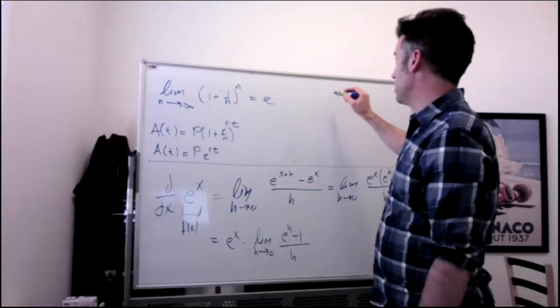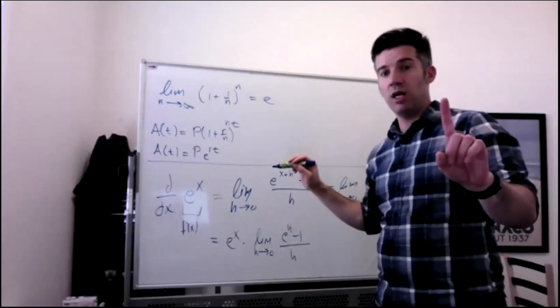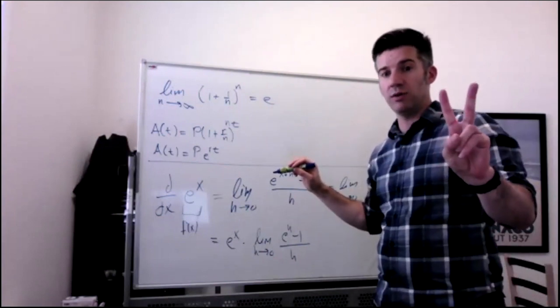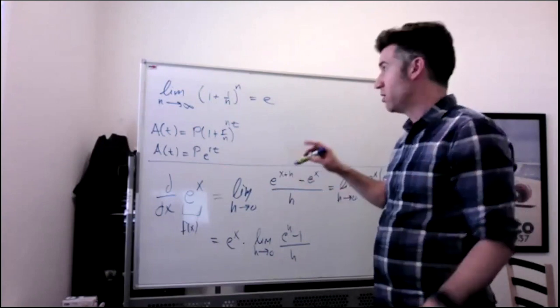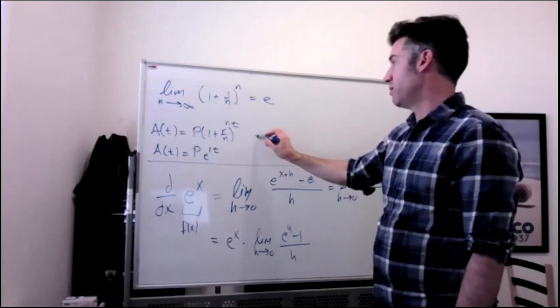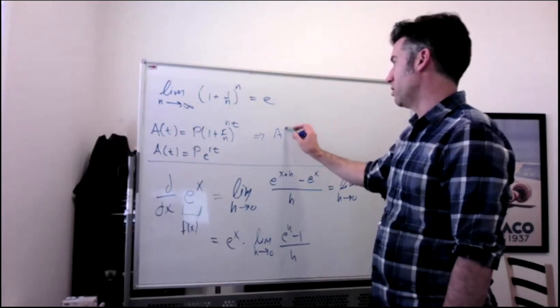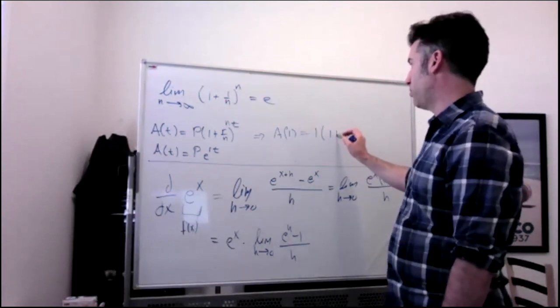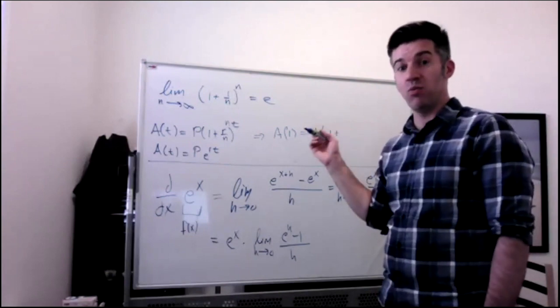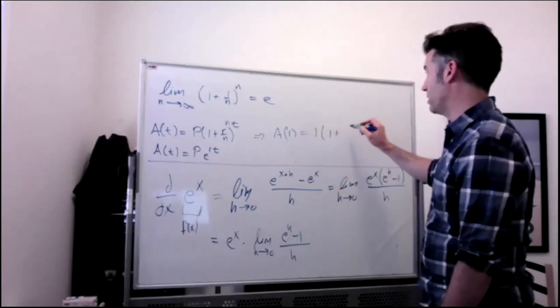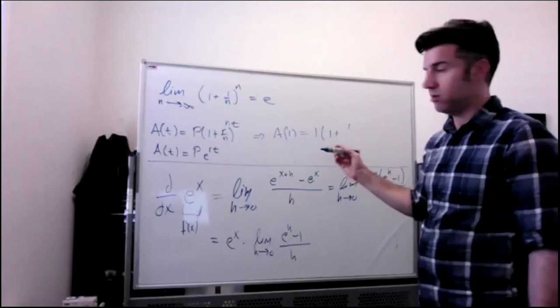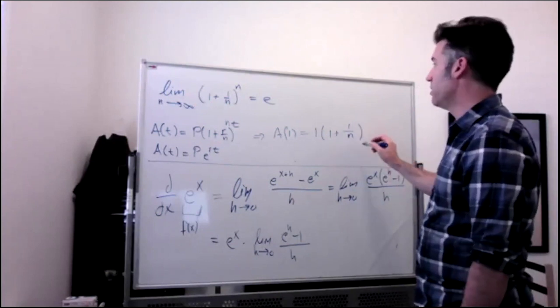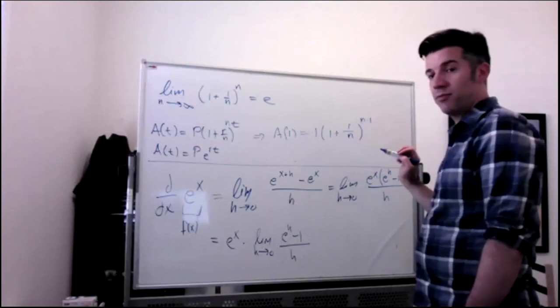The gist is going to be, I'm going to lend you $1. I'm going to charge you 100% interest for 1 year. So if I do that, the amount of money you're going to owe me after 1 year is going to be $1 times 1 plus my 100% of interest, which is 1 as a decimal, divided by n, to the n times 1 power.